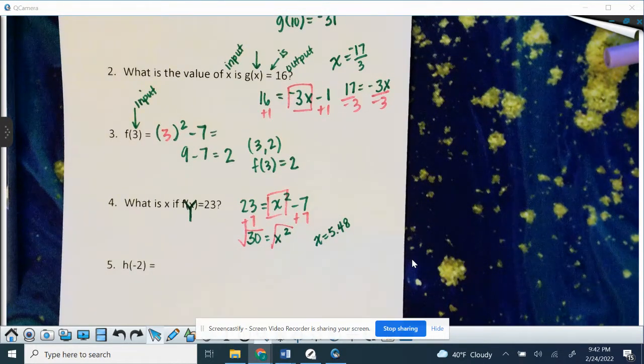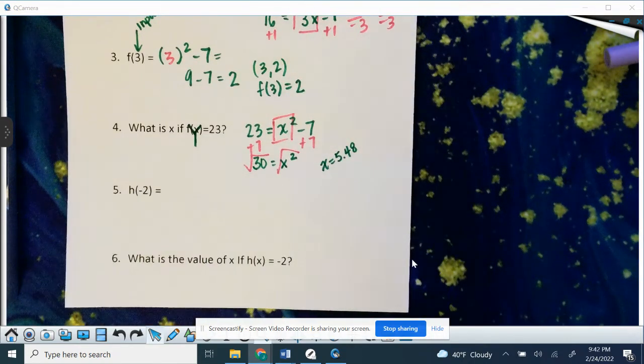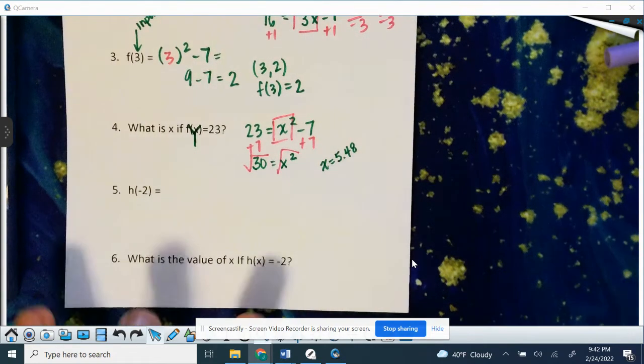So when x is the square root of 30, y is 23. Number 5, so h of negative 2. Pause the video and see if you can use Harry's function to figure this one out. H of negative 2. So again, this is my input.